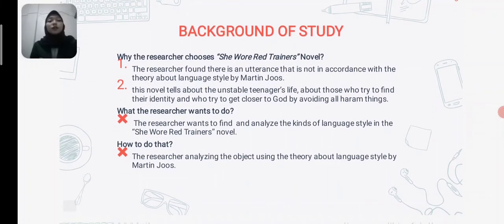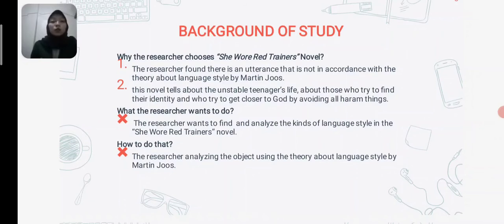First, I would like to explain about my background of study. Why the researcher chooses Seymour Train's novel. First, the researchers found there is an utterance that is not in accordance with the theory about language style by Martin Joos. Second, this novel tells about the unstable teenager's life, about those who try to find their identity and who try to get closer to God by avoiding all harm things.